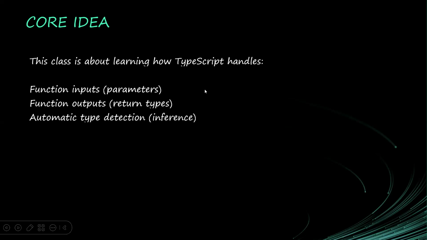So we're also going to be looking at how TypeScript handles automatic type detection. That's inference. Then we'll take a look at safe function design. How do we design our functions so that they will be type safe?